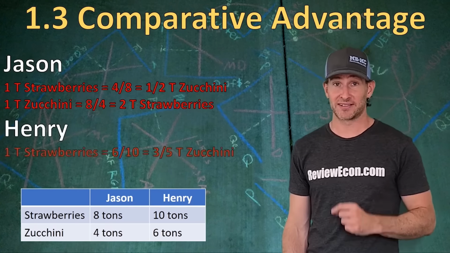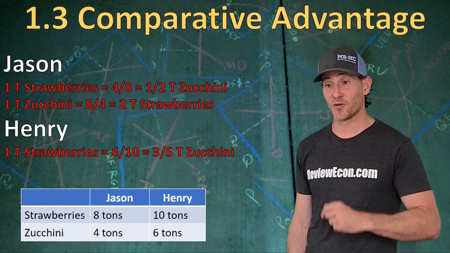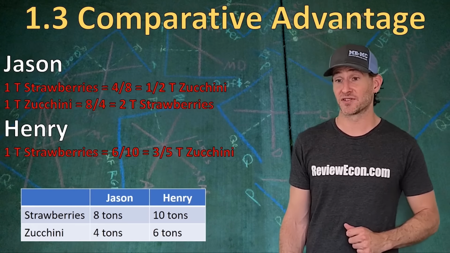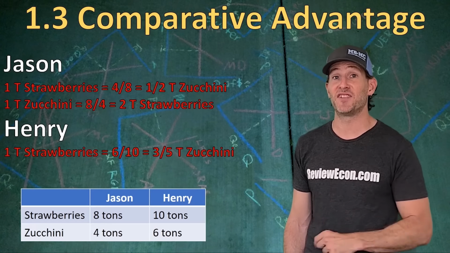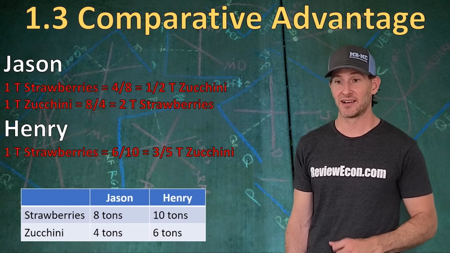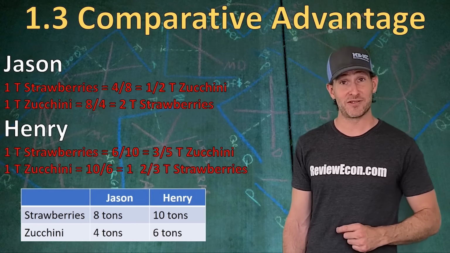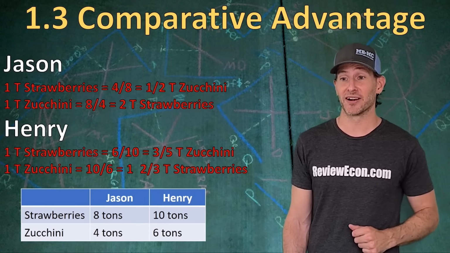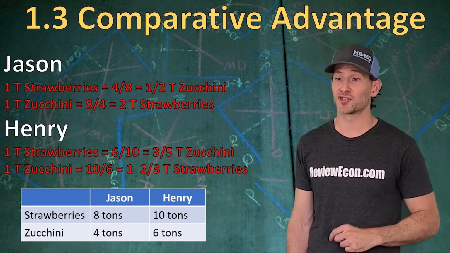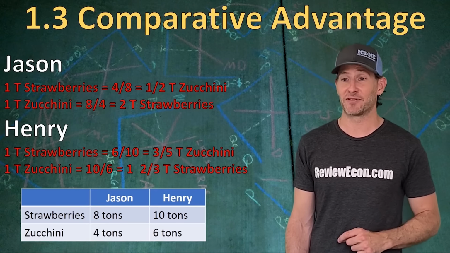1 ton of strawberries, the opportunity cost is the other one, 6 tons of zucchini divided by those 10 tons of strawberries. Gives us 3/5 of a ton of zucchini for every ton of strawberries he produces. 1 ton of zucchini will equal, flip it around, it's the reciprocal here, 10/6, which is 1 2/3 of a ton of strawberries for every ton of zucchini Henry produces.